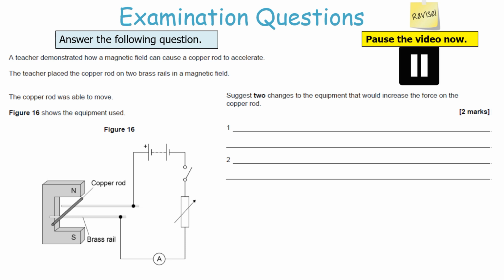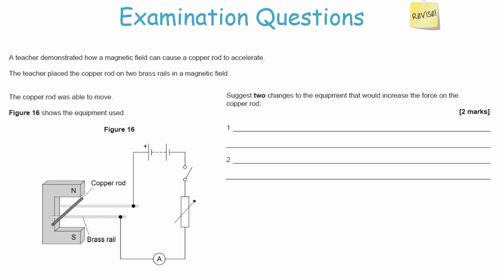The next question says, suggest two changes to the equipment that would increase the force on the copper rod. So pause the video now, then unpause the video when you want to go through your answer. Right, for this one, you've got to actually look at the diagram in front of you and also know our equation for the size of the magnetic force.